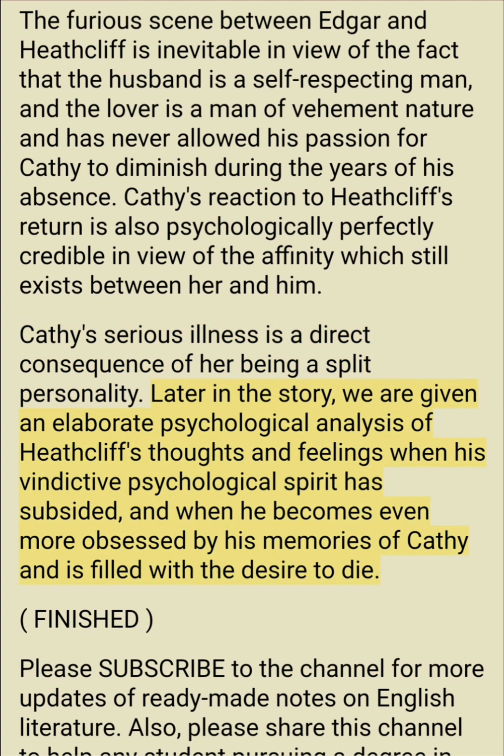Later in the story, we are given an elaborate psychological analysis of Heathcliff's thoughts and feelings when his vindictive spirit has subsided, and when he becomes even more obsessed by his memories of Cathy and is filled with the desire to die. Finished.